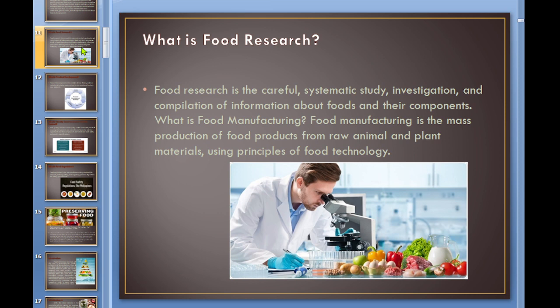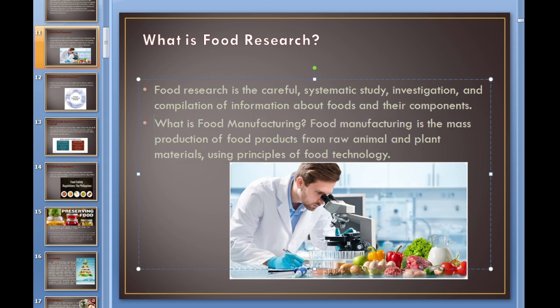So what is food manufacturing? What do we call food manufacturing class? Okay, food manufacturing is the mass production of food products from raw animal and plant materials using principles of food technology. In food manufacturing, at the manufacturing site, of course, you have tools, equipment, and technologies. Remember that technology is the application with the use and help of tools and equipment. Always remember this in food science.